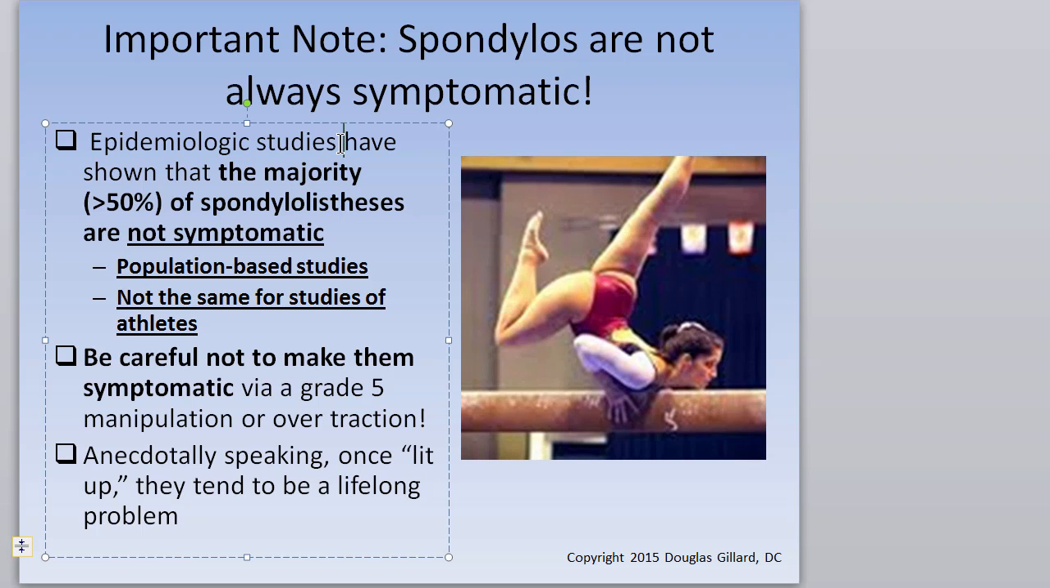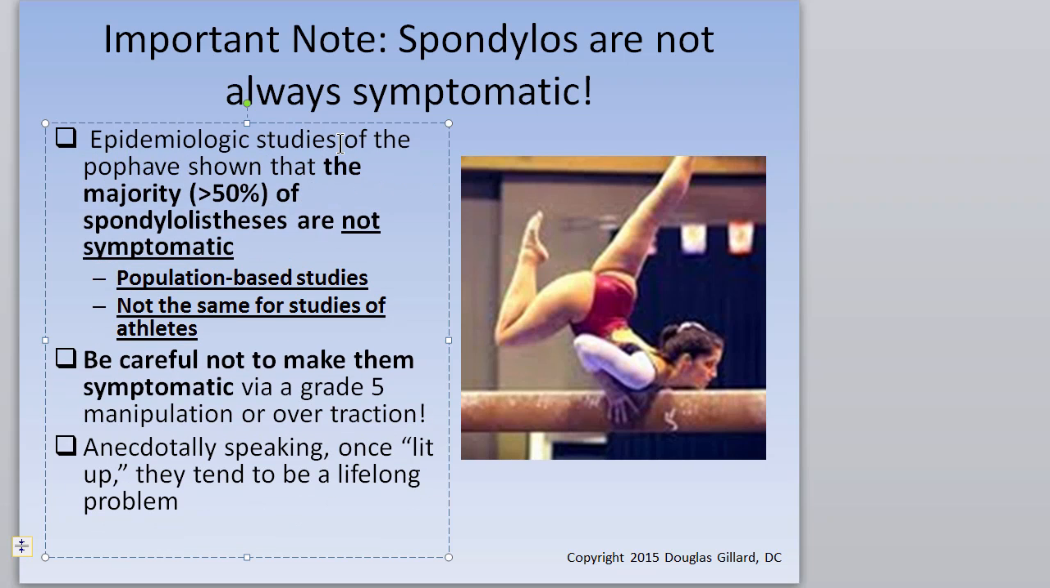I could have easily put of the population. This is not a study of athletes. They have shown that the majority of these spondylolistheses, over 50% of them, are completely asymptomatic. So you may have plenty of these people walk into your office and the spondylolisthesis is just completely asymptomatic. Be careful not to make it symptomatic with a grade 5, right? I never treated spondylos with a grade 5.